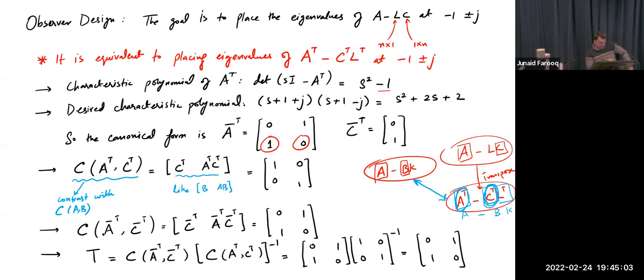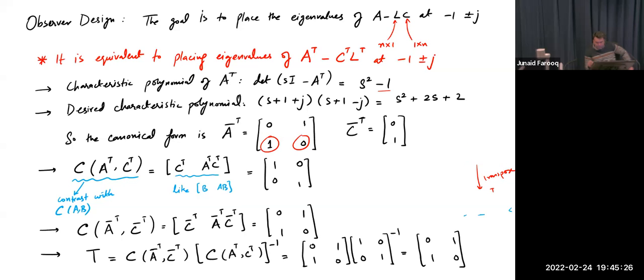So same thing with the canonical form. This is something that we get, and using these two, we get the similarity transformation T, which is pretty standard. Now, you just have to remember your A is replaced by A transpose and your B is replaced by C transpose. And you're doing the exact same thing.